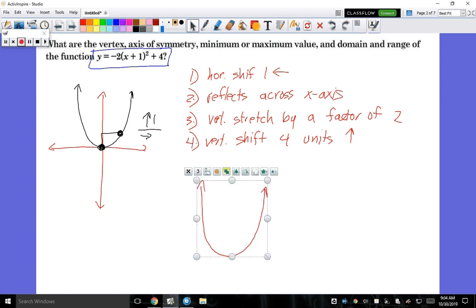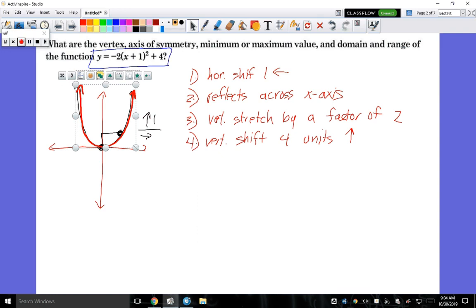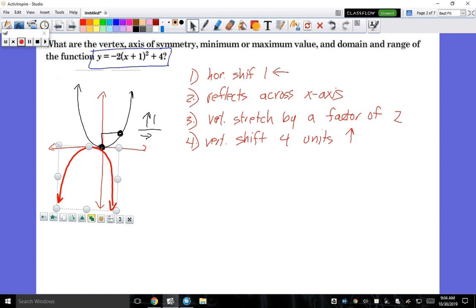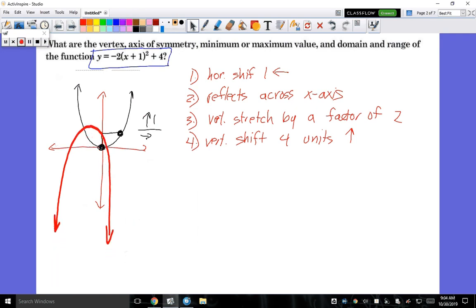Let's see. And we're going to go through them just like we did the other one, as far as transformations at a time. Let me just line this up before we start, as close as we can. Alright, so from here we're going to shift 1 to the left. We're going to reflect, this is going to be weird. We're going to reflect across the x-axis, which is going to come way over here. And then we're going to stretch by a factor of 2. So now our slope is like 2, right? Down 2 over 1, down 2 over 1. And then we're going to shift 4 units up.